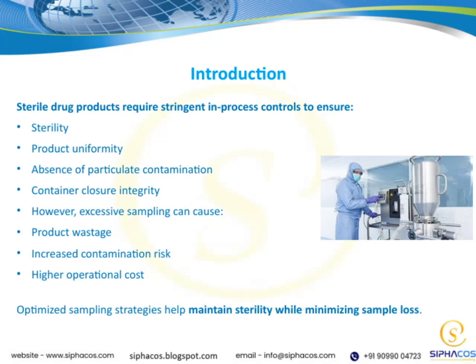Welcome to this section on sterile drug products. When we talk about these products, it's crucial to understand that they require very strict in-process controls. These controls are essential to ensure several key aspects. First, sterility itself, because any contamination can compromise patient safety. Second, product uniformity, so every dose meets quality standards. Third, the absence of particulate contamination, which can affect both safety and efficacy. And finally, container closure integrity, to prevent any external contaminants from entering the product.